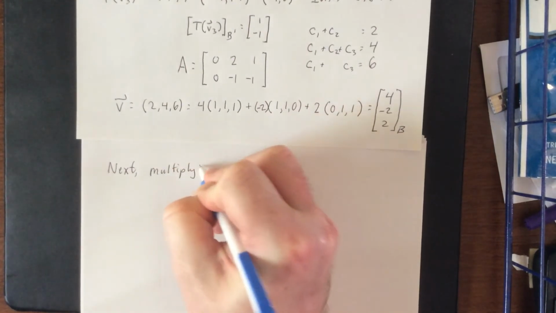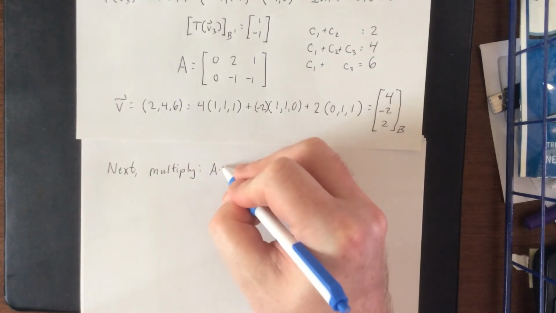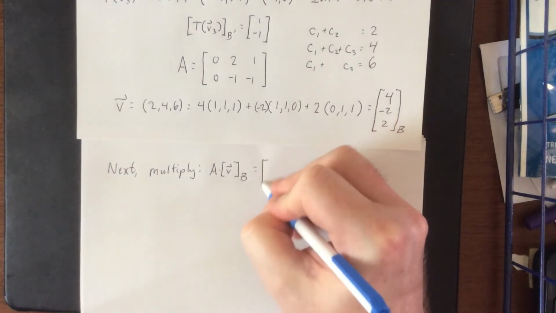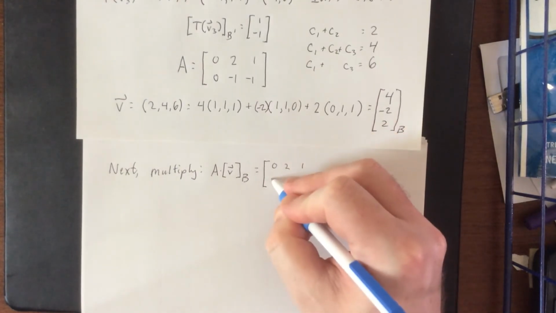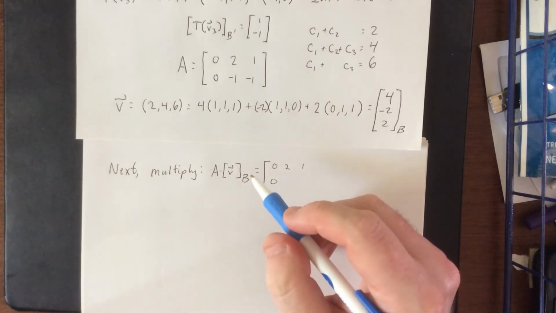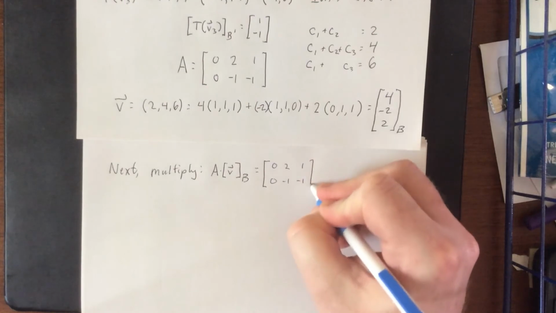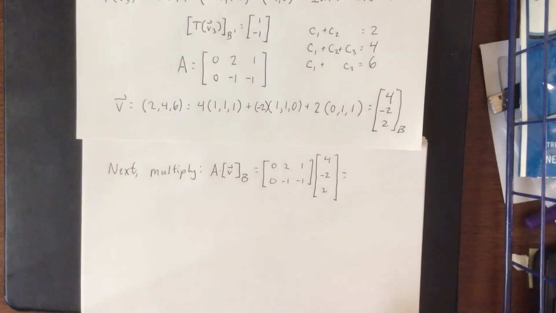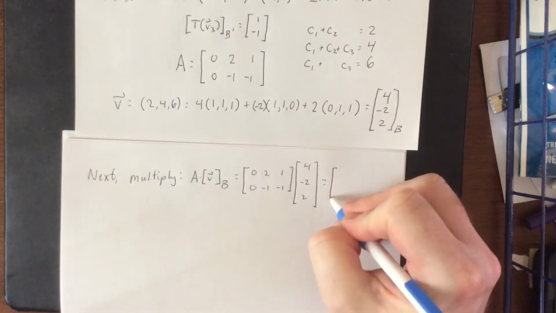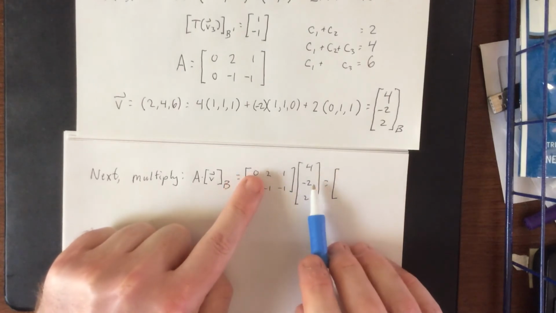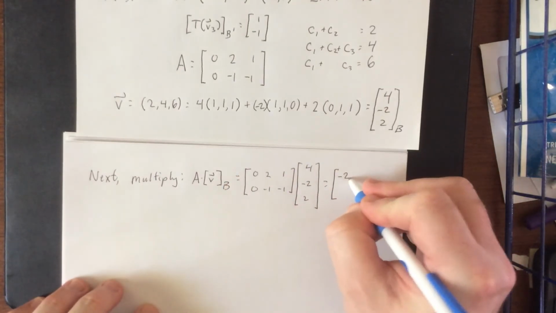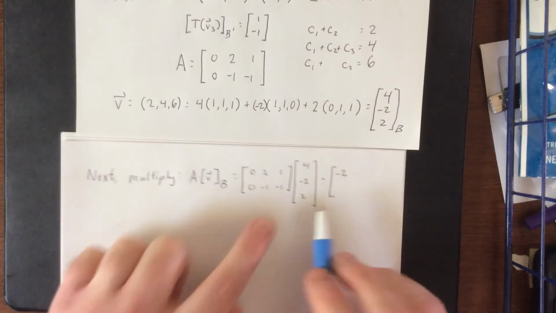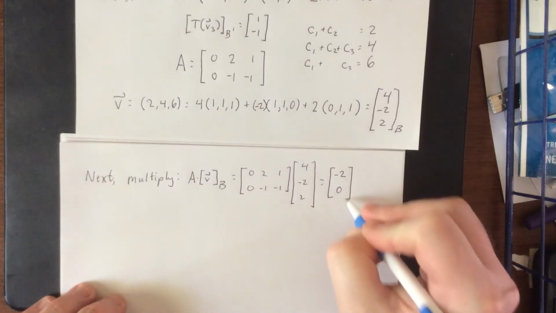We multiply. So we'll be taking A times that coordinate matrix of v relative to B. So that'll be the matrix 0, 2, 1, 0, negative 1, negative 1. We're going to multiply that by 4, negative 2, 2. So a little bit of poking and prodding is going to be necessary. So 0 times 4, 2 times negative 2, and 1 times 2. That'll give us negative 2. Then 0 times 4, negative 1 times negative 2, and negative 1 times positive 2. I believe that's going to be negative 2 and 0.